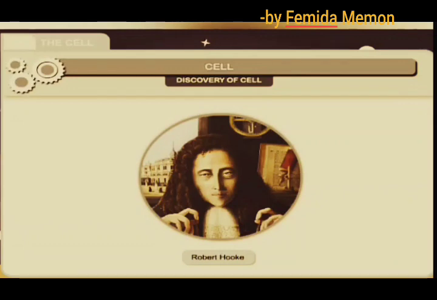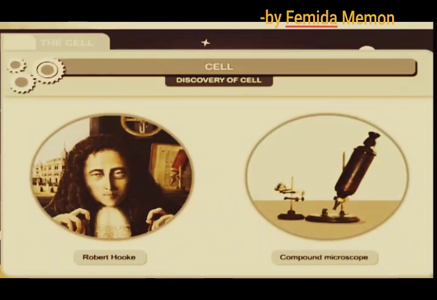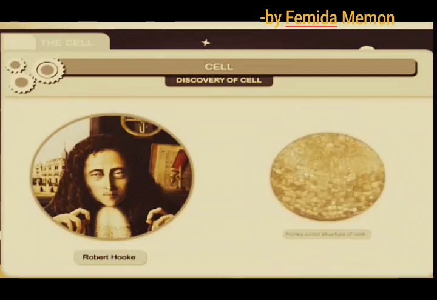Discovery of cell. Robert Hooke, 1665, first observed a thin section of cork under a compound microscope and found that the bottle cork was made up of many small empty boxes or cavities surrounded by definite walls. He named this honeycomb structure as cell.